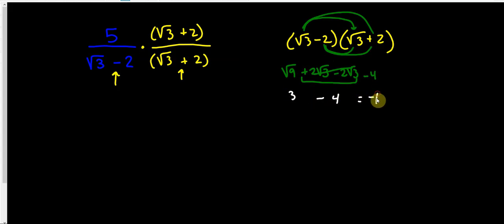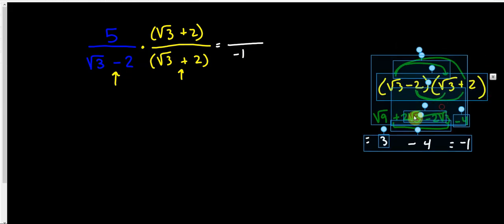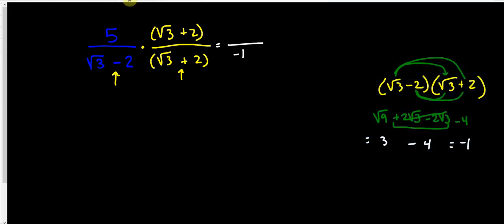So negative 1. Okay. So you could save yourself time by noticing that this is going to be the pattern of a difference of squares. Okay. And so this will be 3 minus 4. And so on the bottom, I know I'm going to have negative 1. Let me actually just move my scratch work out of the way here. All right. And now on the top here, I'm going to distribute this 5, but I'll have 5 square root of 3 plus 10.